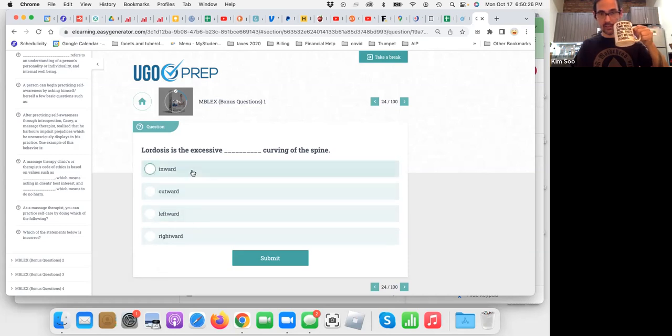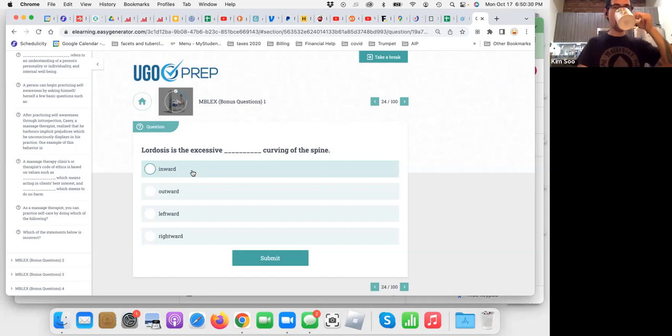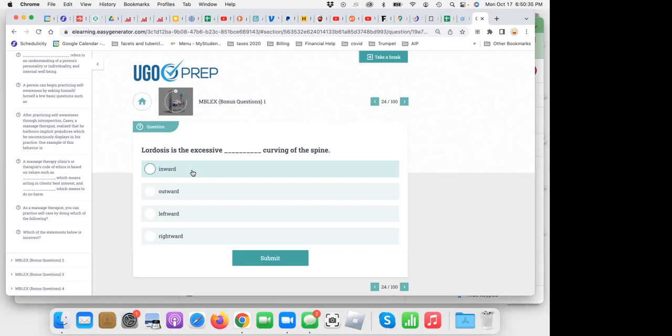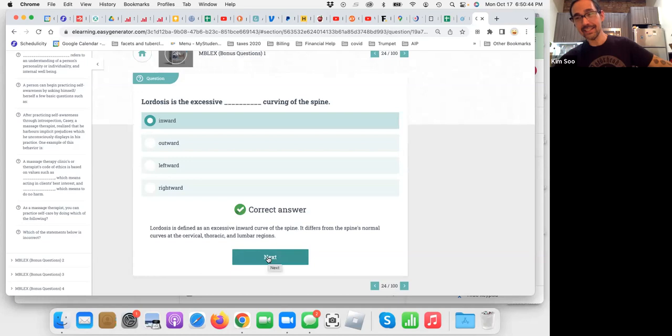Anyone? Okay, which one do you think it is? I'm going to say inward. It's confusing. Okay, let's try it. Ding, ding, ding! Way to go. Lordosis is defined as an excessive inward curve of the spine. So I would remember it like this: when they say inward, they mean into the body.